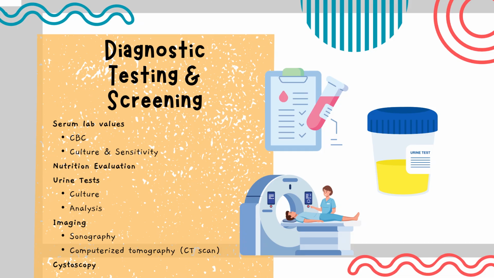You could also do serum lab values, so a CBC, a complete blood count. That's going to look at those white blood cells and see how the patient is fighting off the infection. Sometimes you may do a culture and sensitivity. If the patient is inpatient and they have maybe chronic UTIs, do we need to do an evaluation of their nutrition and get dietary involved? Sometimes depending on the pain, especially if we're thinking pyelonephritis, they may do a sonogram or a CT scan. And then you also have your cystoscopy, which is your surgical procedure.